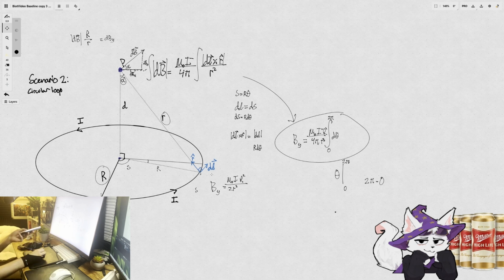And finally, let's just plug in our values. Let's call our current to be 2 amps as well. Our radius right here to be, I don't know, 0.2 meters. And let's call little r 0.3 meters. Finally, we're left with 1.86 microteslas, pointing upwards.